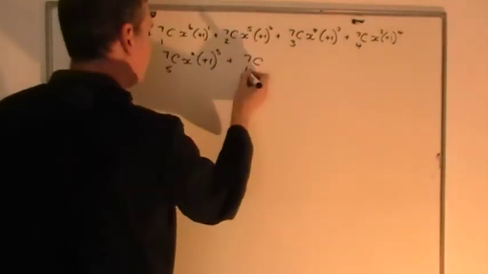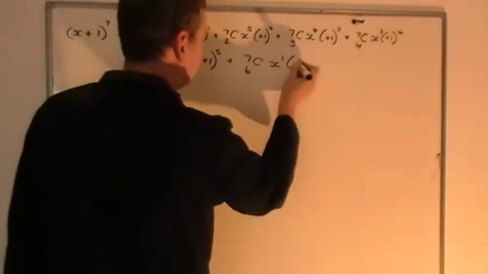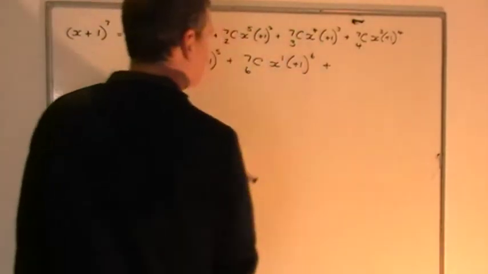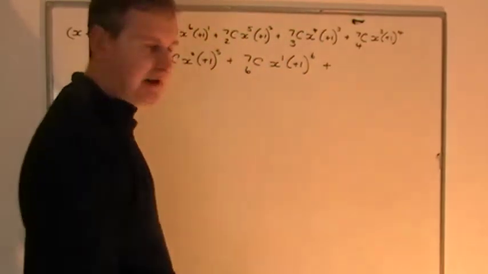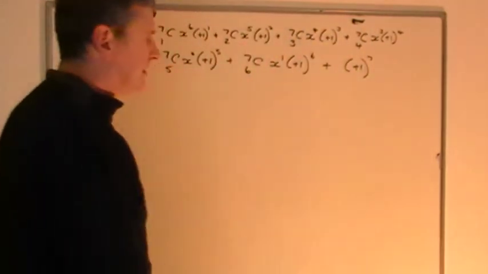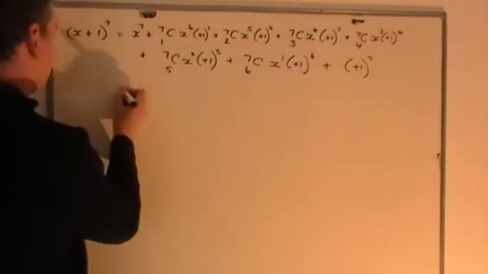Plus 7 choose 6, x falls to a power 1 from a power 2, and the plus 1 rises from power 5 to power 6. Plus, now the x's disappear altogether, and you're just left with the second term plus 1, which goes up to a power 7. There's the basic expansion. Let's work out and simplify now.